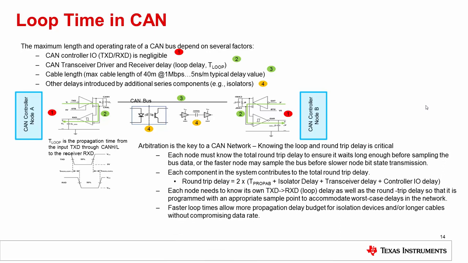Faster loop times allow for more propagation delay budget for isolation devices and/or longer cables without compromising data rate. Specific parameters related to timing and synchronization can be set up in the CAN controller to accommodate propagation delays.